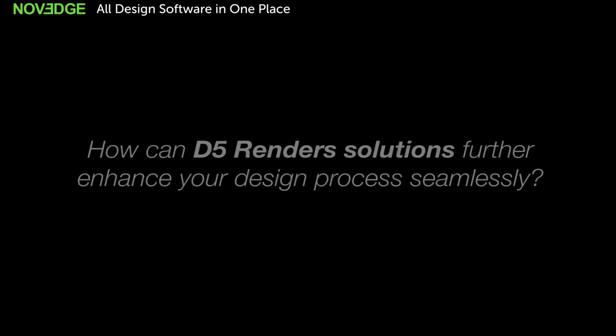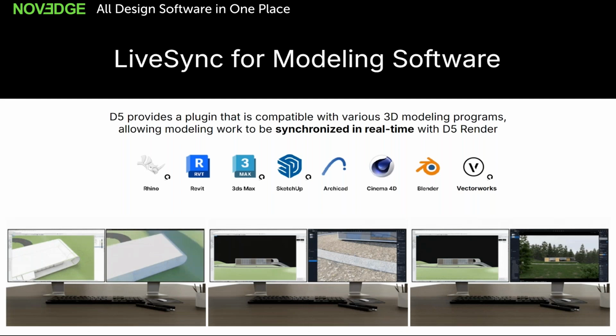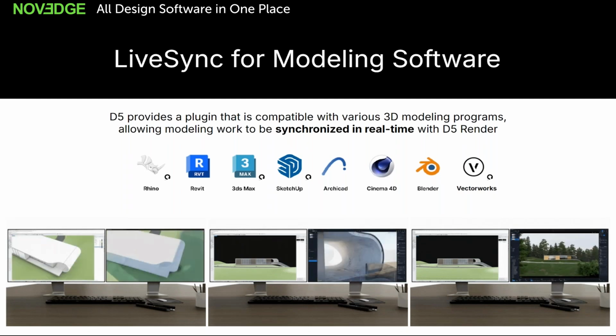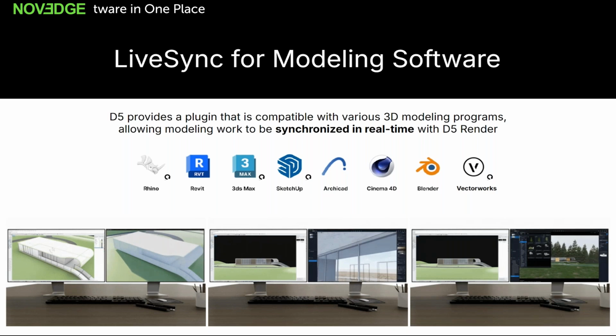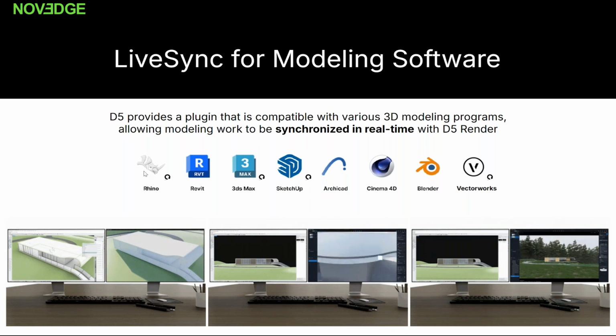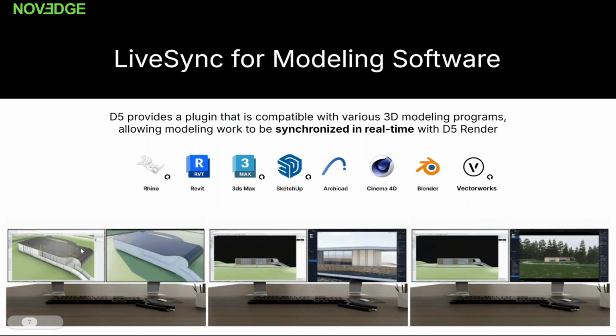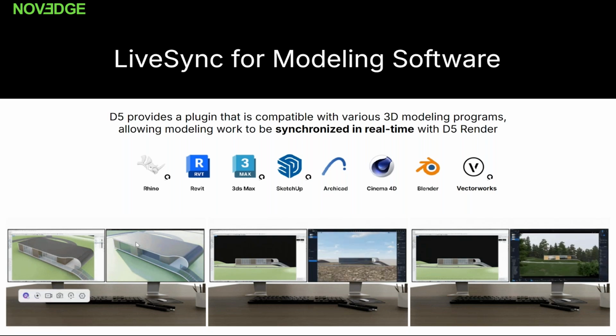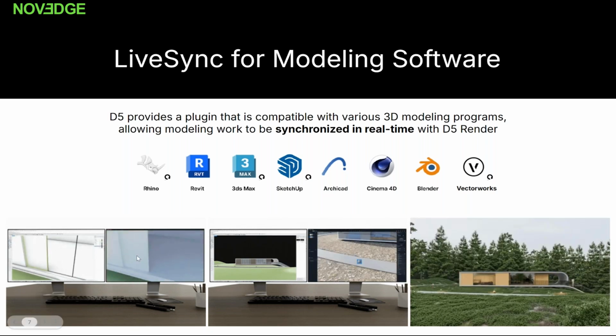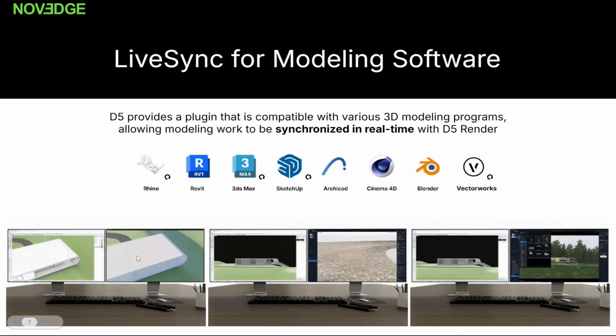So how can D5 Render solutions further enhance your design process seamlessly? As I previously mentioned, we have LifeSync modeling plugins for your preferred modeling tools. And so for Rhino specifically, we do have this LifeSync feature so that anything you do within Rhino will automatically be updated in D5 Render. So this can help you make your design decisions within Rhino, and then see how it would look in a photorealistic viewport within D5 Render.